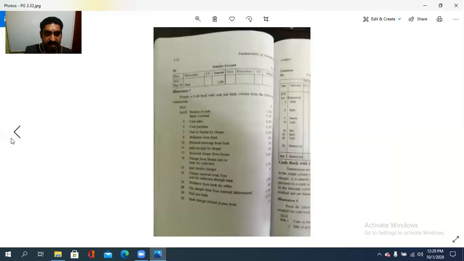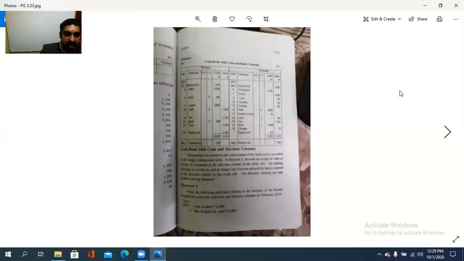Then next is bank charges debited in passbook. So what is the entry? Bank charges account debtor to bank. So that is an expense item, not an income, isn't it? Expense item. So by bank charges, how much? 30, and then take the balance.